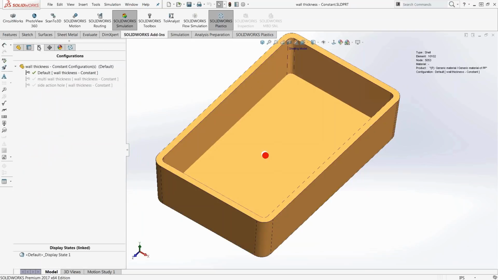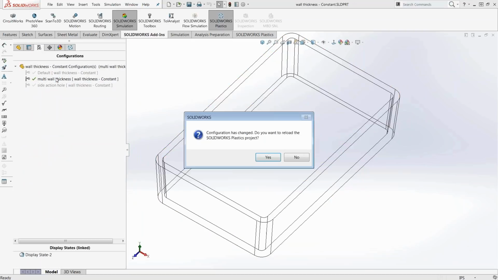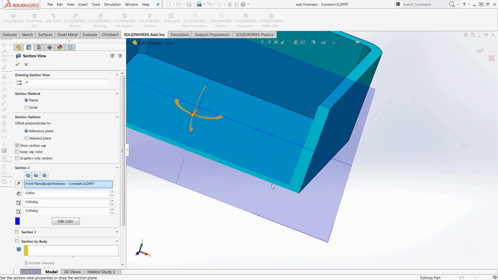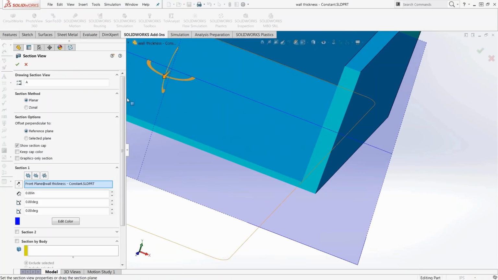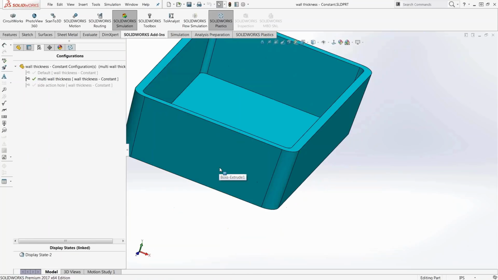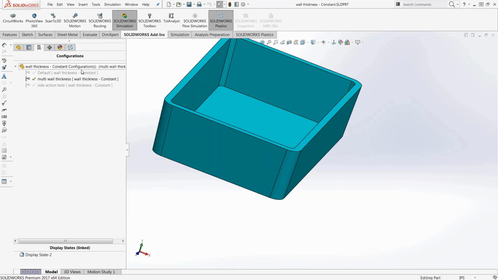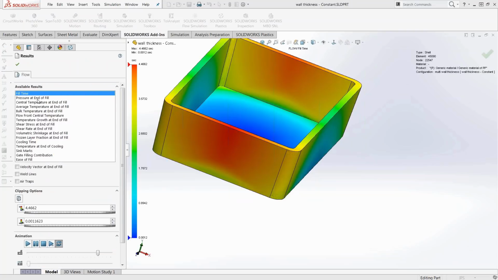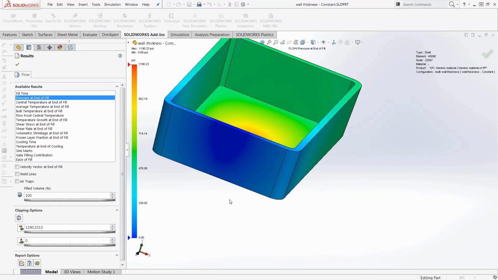But for the same part, I'm going to switch to a different configuration where we have a multi-wall thickness design. Let's look at the cross section and you will notice the difference in the thickness. Just for that thickness change, you could have looked at it from a structural perspective and thought you are saving material. But from a plastics manufacturing perspective, when you look at the pressure at the end of fill, you will have gone about 3 times higher in terms of the pressure needed.